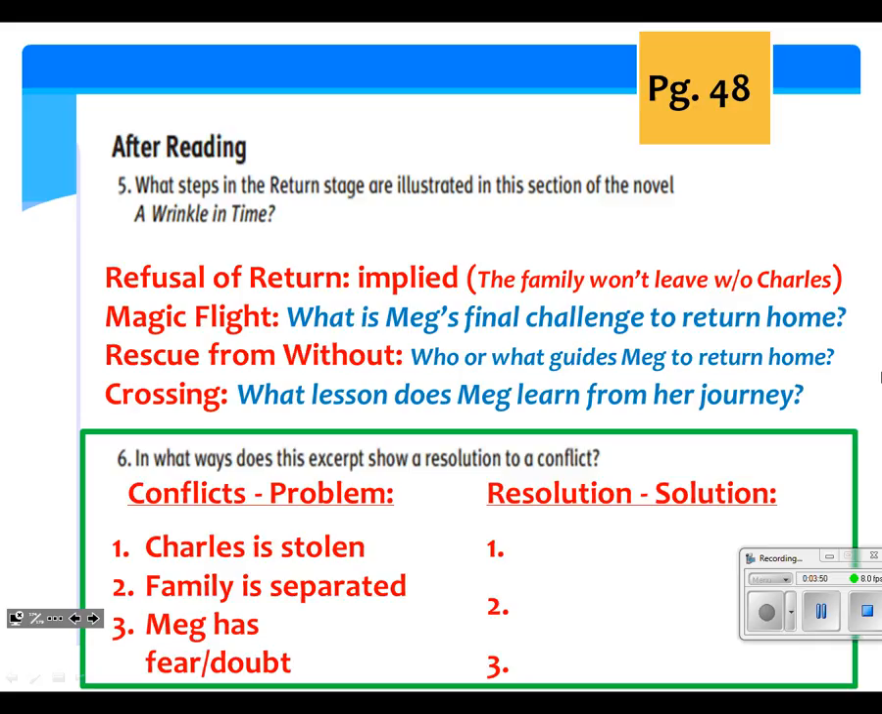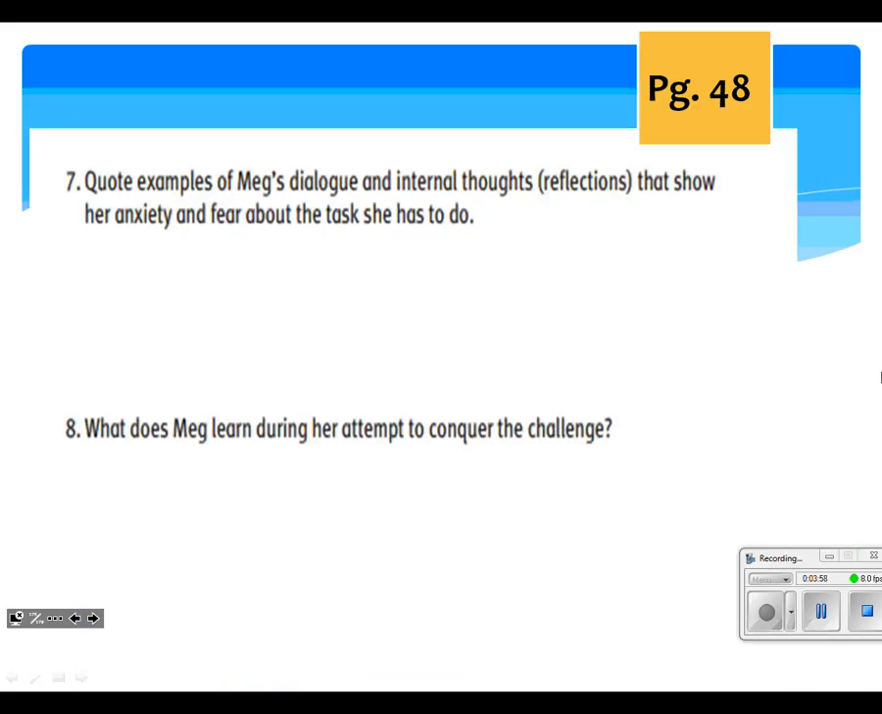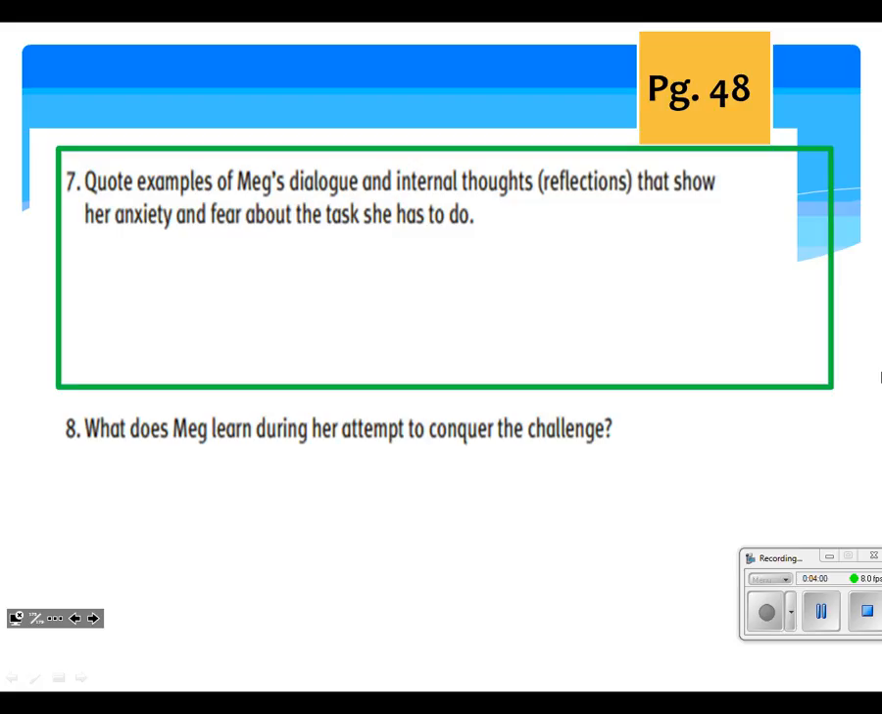Question 7 is having you take a look specifically at Meg's internal conflict. Meg's internal conflict here was how she was anxious and fearful about the task ahead of her. So in question 7, I want you to highlight what we're specifically looking for in the text. We're looking for quotes that show her anxiety, her fear, her internal conflict, the problem that she has. Once you've got that highlighted, write down the numbers 1 and 2, because I'm going to ask you to find 2 quotes.